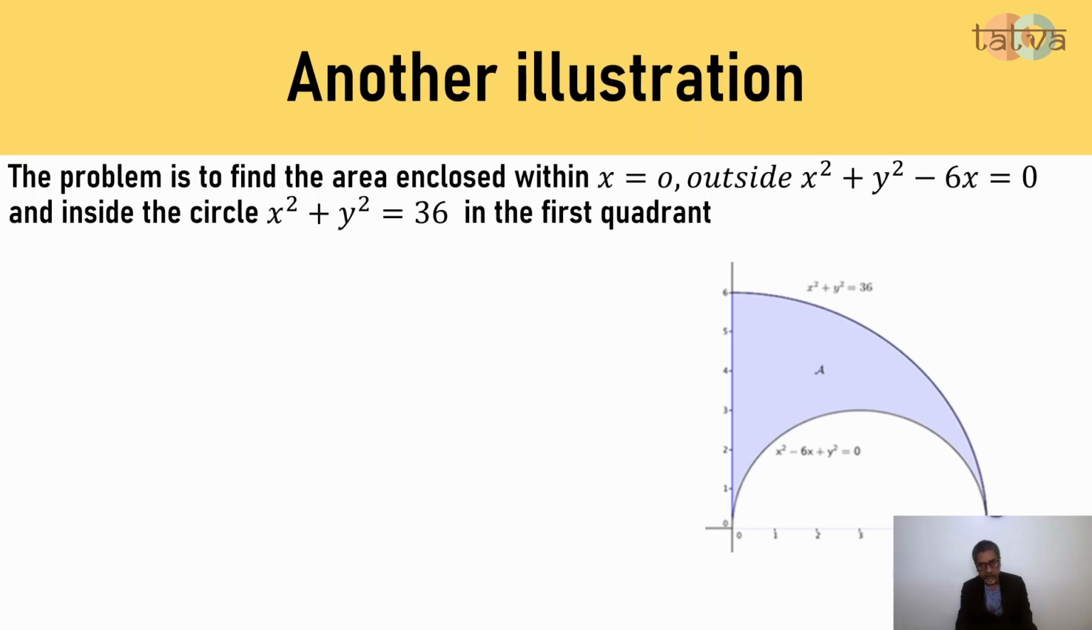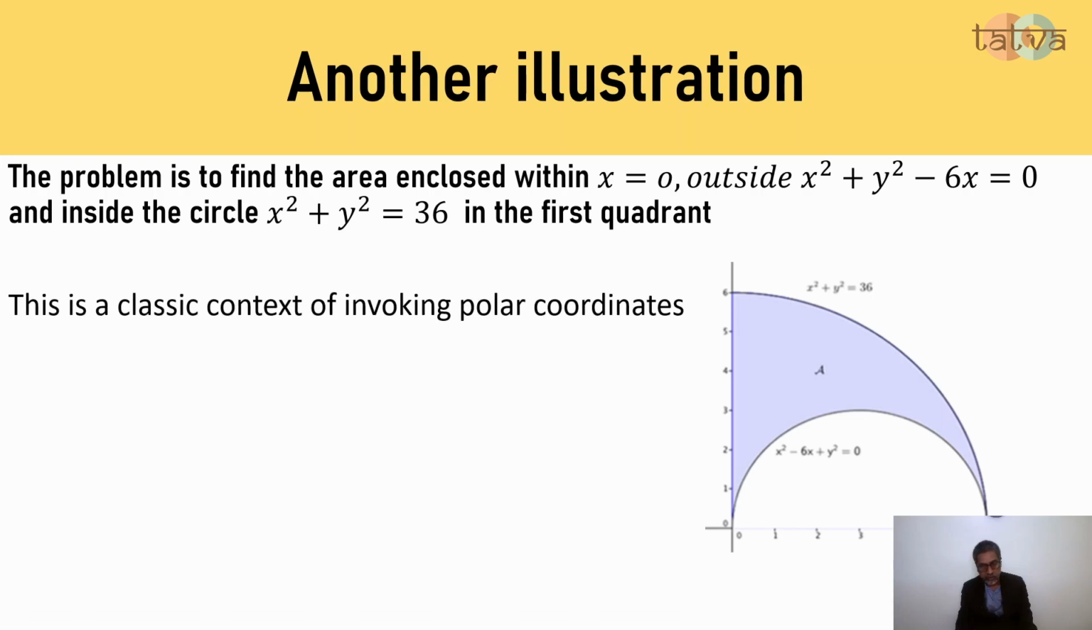And then we have x square plus y square is equal to 36, which is a big circle with center at the origin and radius 6 units. So the region between x is equal to 0, x square minus 6x plus y square is equal to 0, and x square plus y square is equal to 36. That weird region is the region for which we want the area.